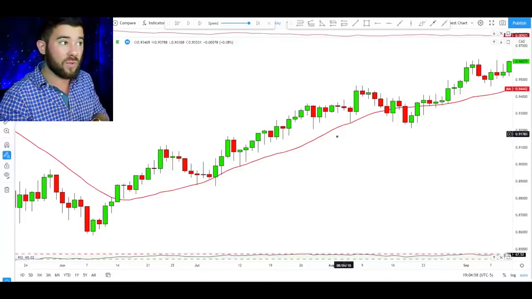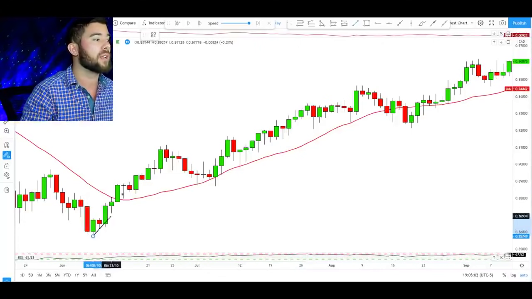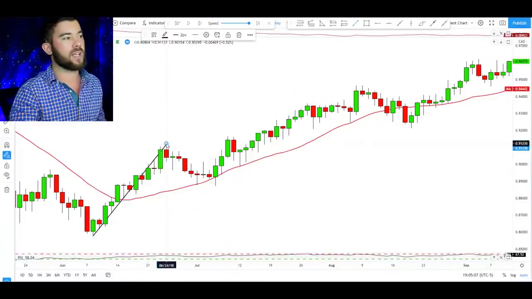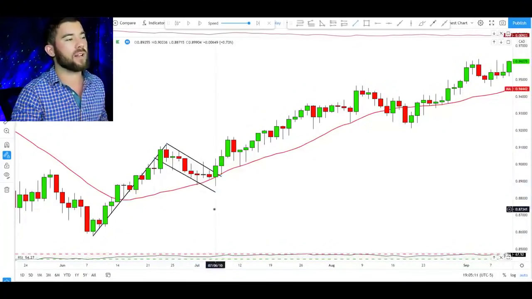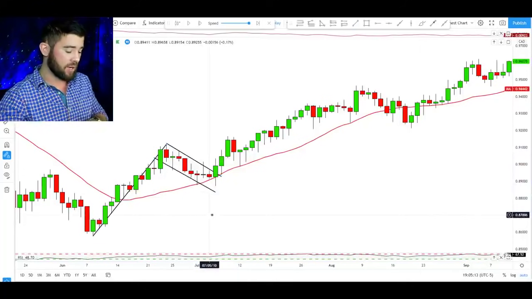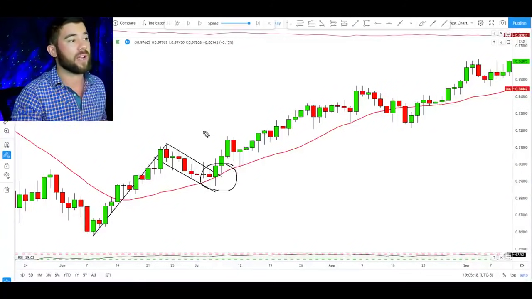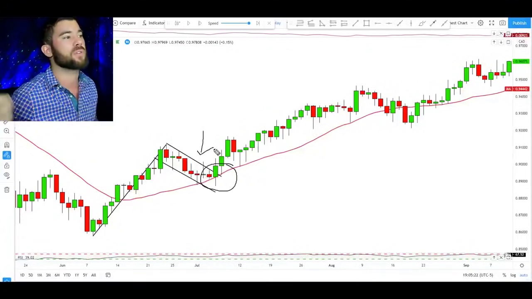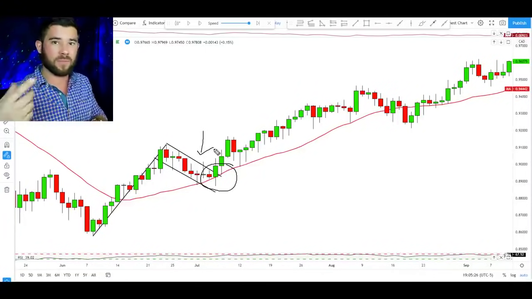So the way I like to use a flag pattern is if we are staying above the 20 period moving average and we've just had an impulsive move to the upside, then I want to draw out a flag pattern on my period of consolidation. After that period of consolidation, we get what is known as a breakout candle. This breakout candle breaks the top trend line of that period of consolidation, and this is when most traders decide to enter on a flag pattern trade.